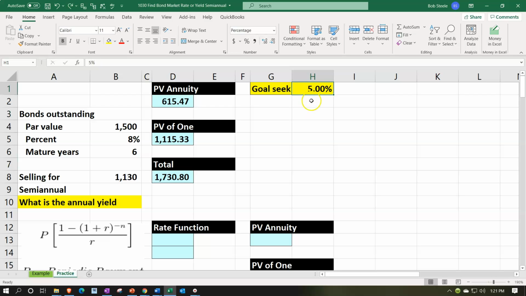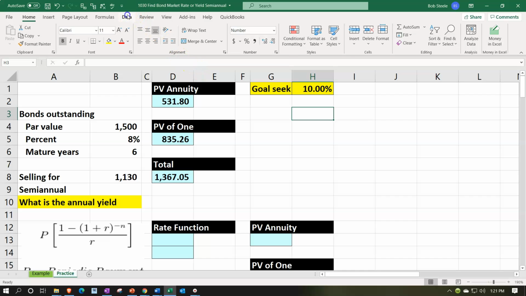Now what that would basically do is, if I just manually change this up top to 7% or something like that, we could see the adjustment that's happening down here. If I change it up to 10%, we could see it adjusting down below. We're going to let goal seek do that automatically to get this down to the 1,130. So I'm going to say goal seek, change this cell, which is linked to these two, until the total gets to what I need it to be, 1,130.